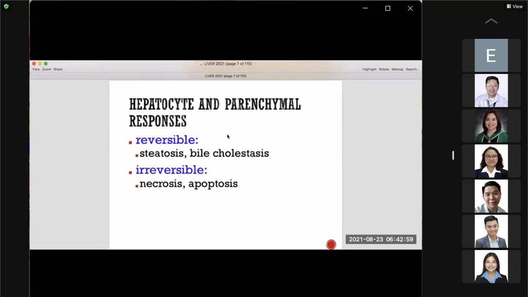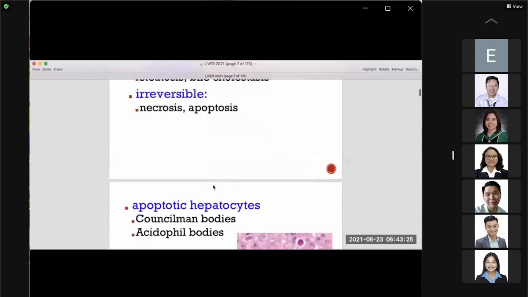There are instances that it is irreversible. If there is necrosis and there is destruction of the parenchyma, then it becomes irreversible. Apoptosis, the presence of programmed cell death, of course, these dead cells are no longer reversed into the normal state.